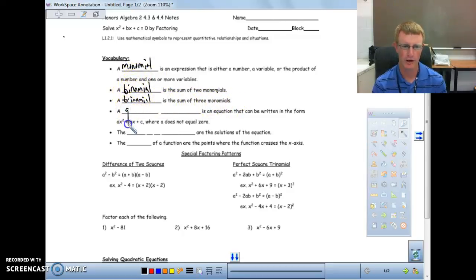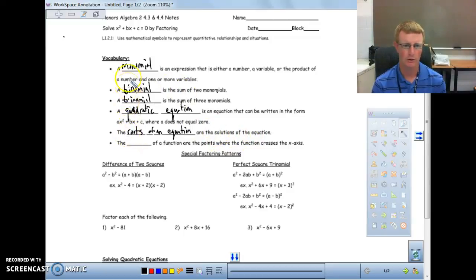And then if you recall back from the first section, we have a quadratic equation. Before it was function, now it's equation. Pretty much the same thing. It is an equation that can be written in the form ax squared plus bx plus c when a does not equal 0. This next one might be new to you. The roots of an equation are the solutions of the equation.